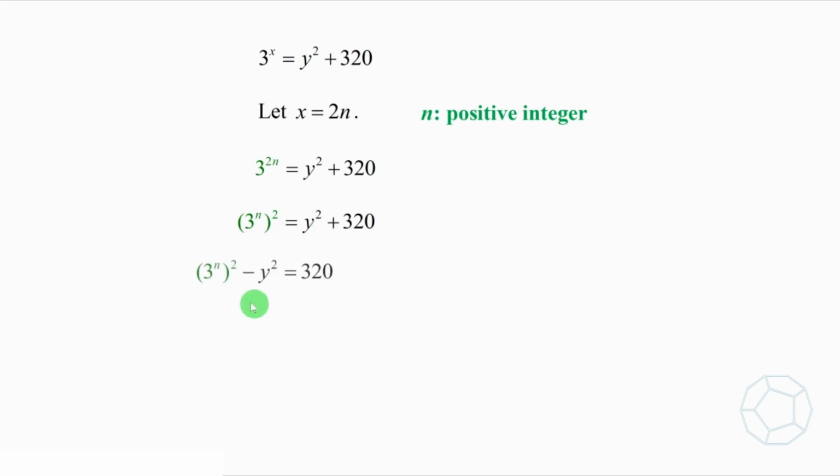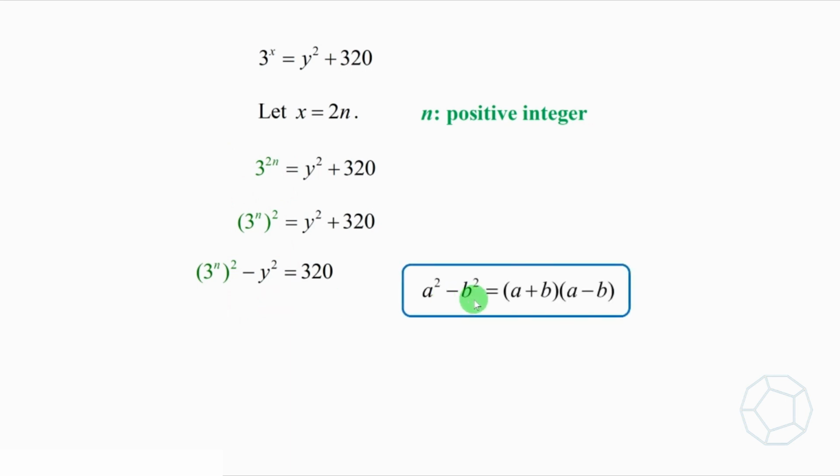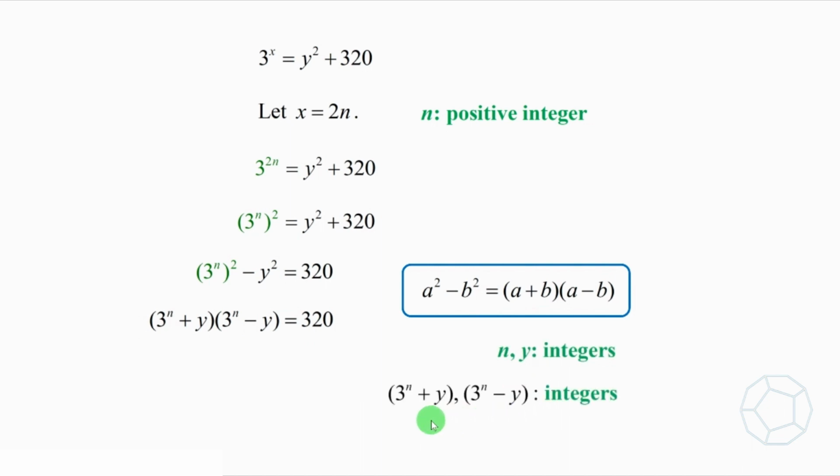We put y squared to the left. Can you see something special? Right, the left-hand side is the difference of 2 squares. We can factorize it. Therefore, it becomes (3 to the power n plus y) times (3 to the power n minus y) is equal to 320. Because n and y are integers, it is also the case for the two terms in the brackets. That means we'll have to express 320 as a product of two integers.